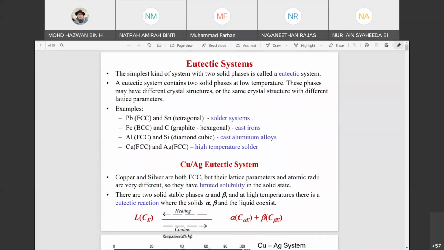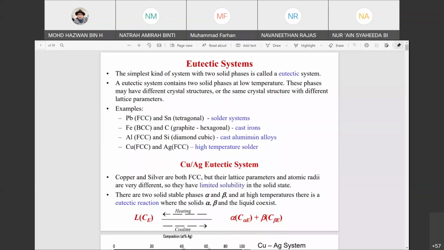Okay, we also have other examples of eutectic systems, such as the iron-carbon or cast iron phase diagram. We are going to look at the iron-carbon phase diagram perhaps after we finish with binary eutectic, because it contains not only eutectic but also eutectoid systems. And there's also another example, the aluminium-silicon phase diagram.